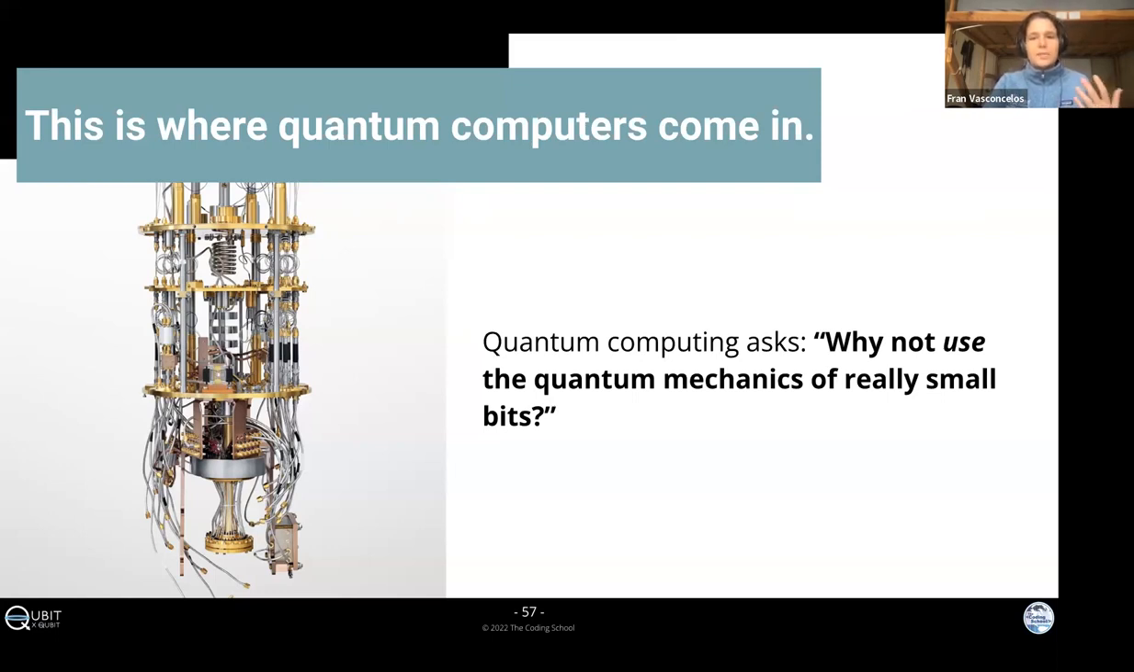It doesn't really make sense to be trying to simulate quantum mechanics on classical computers. So what if we built computers that actually were quantum in themselves? And that was really the originating idea for quantum computers that then eventually developed into the field of quantum computing.